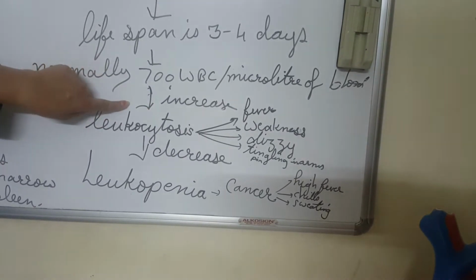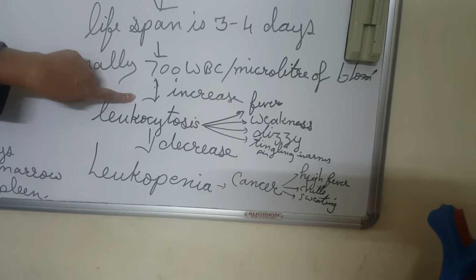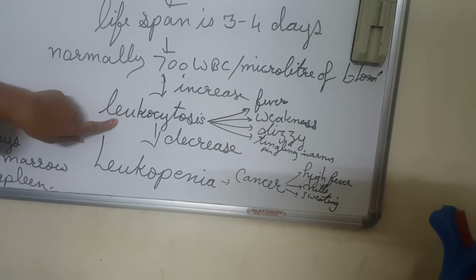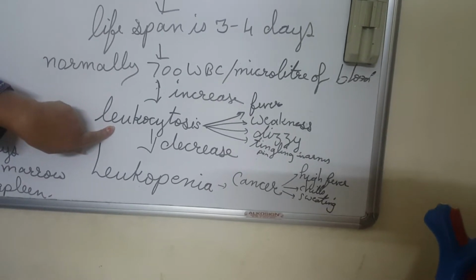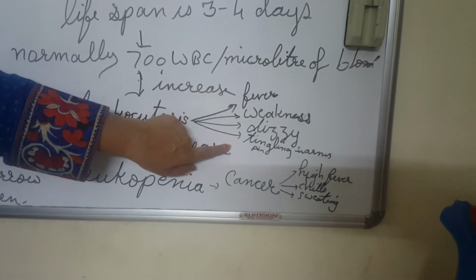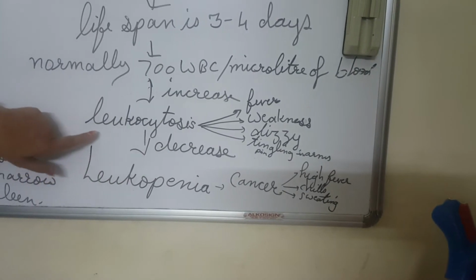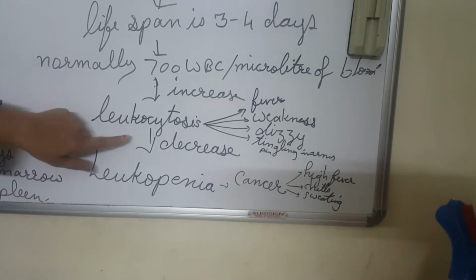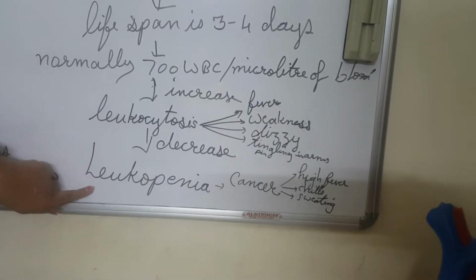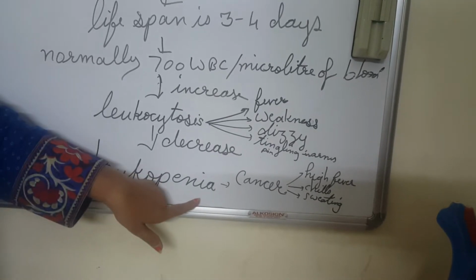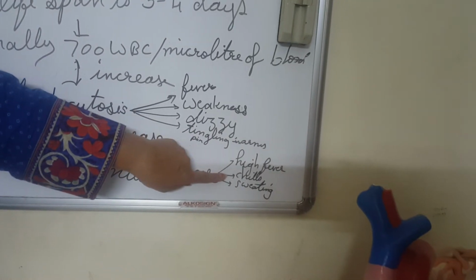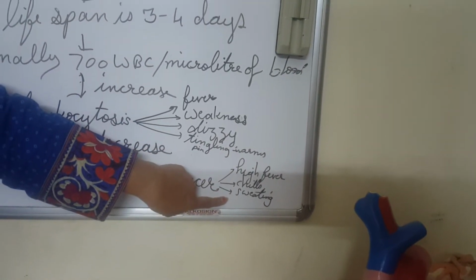Now, if the WBC count increases in your body, a person may land in the disease known as leukocytosis, where that person could have fever, weakness, dizziness, a tingling sensation in the arms or pain in the arms. And in case the WBC decreases in the body of a person, then he or she might get a disease known as leukopenia, which may even lead to cancer, and the symptoms could be high fever, chills, and a lot of sweating.